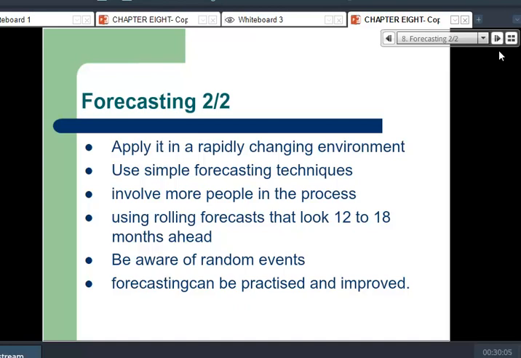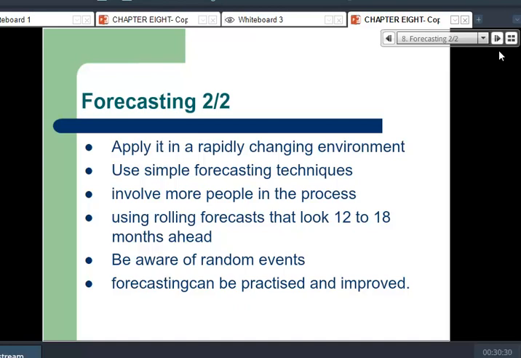Whether your forecasting purpose is strategic planning, you need to have at least 1 year to 2 years of forecasting or planning. You also need to be aware of random events.